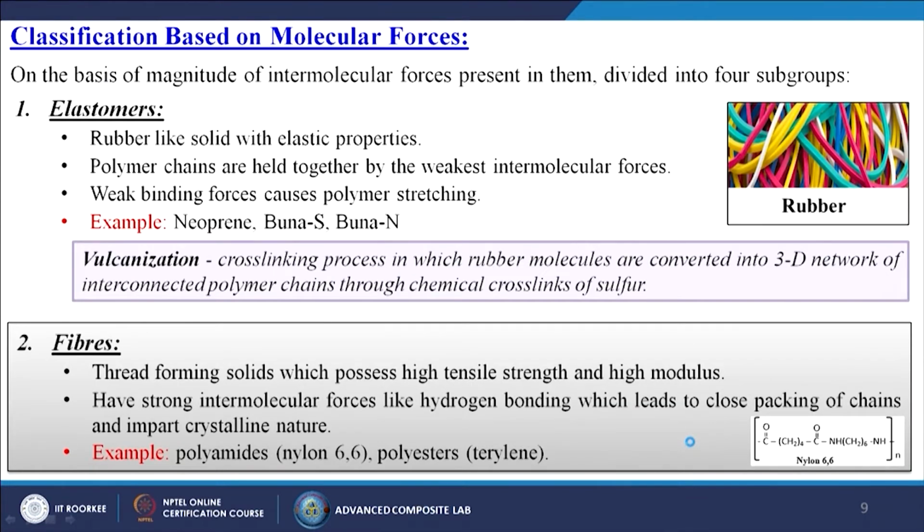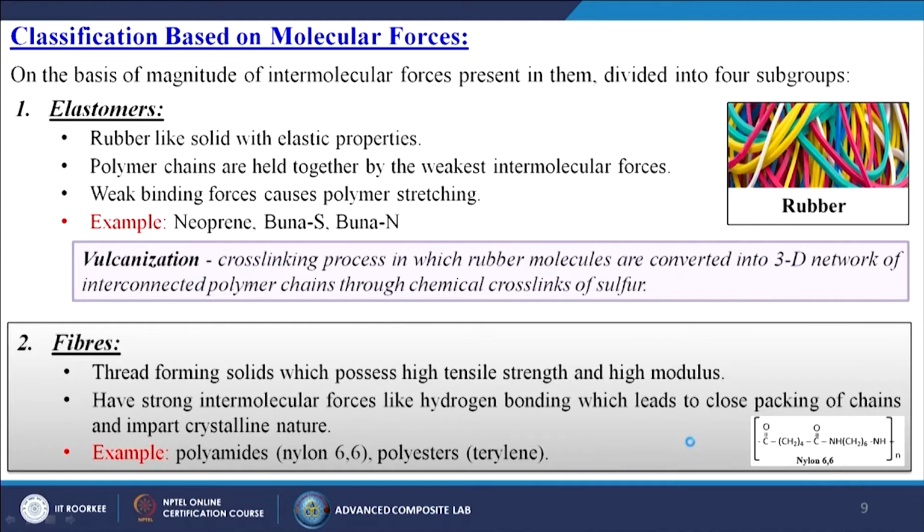Then classification based on molecular forces. On the basis of the magnitude of the intermolecular forces present in them, polymers are divided into four subgroups. What are those? First one is called the elastomers. Elastomers is nothing but the rubber. So, it is a rubber like solid with elastic properties. Polymer chains are held together by the weakest intermolecular forces. Weak binding forces cause the polymer stretching. So, we can stretch it up to a certain limit. What are the examples? Like neoprene, BuNa-S, BuNa-N.